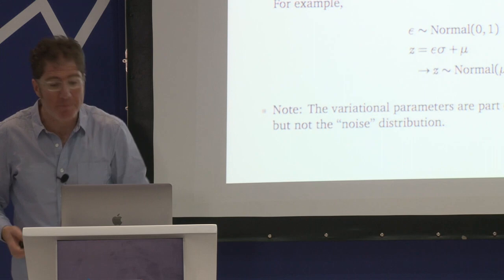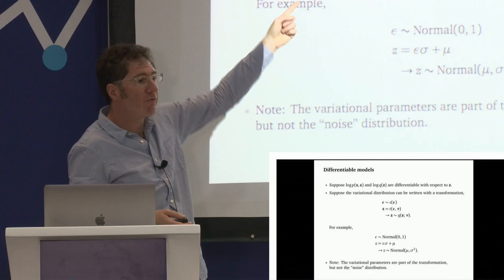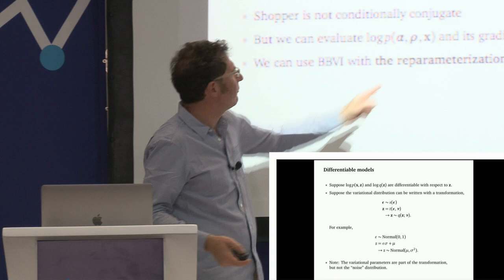Okay, so here's the way the reparameterization gradient works. Again, I know Shakir covered this, but if you hear it twice, you learn it twice as well. Suppose that log p of x and z and log q of z are differentiable with respect to z. All right, so the log variational distribution and the log joint have to be differentiable with respect to the latent variables. That's just a version of what I just said here for this particular model. Okay, that's the first thing.